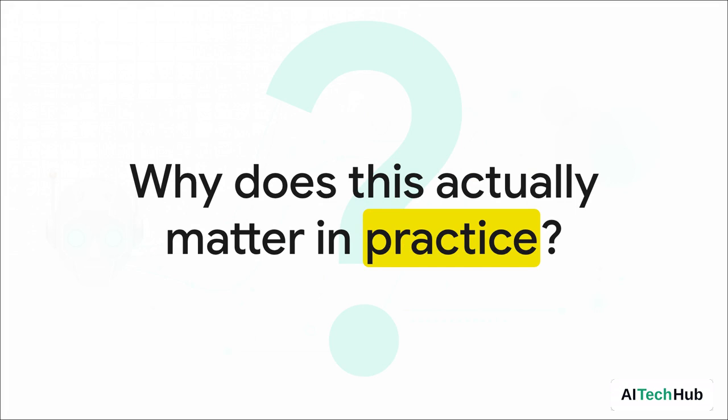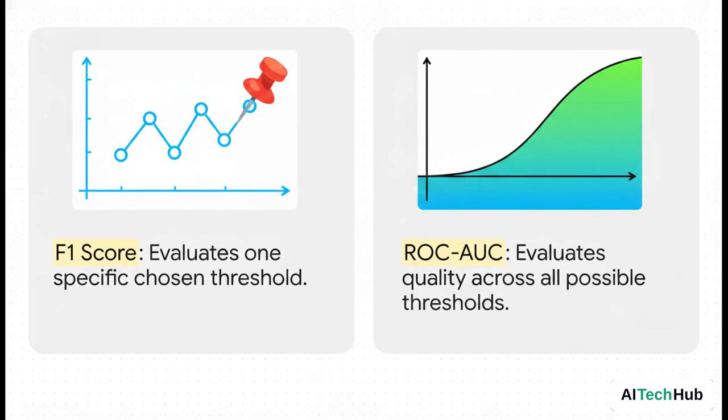Why does this actually matter in practice? Why go through all the trouble of mapping out every single threshold instead of just looking at the one we plan to actually use? Well, here's the reality of building these systems. You might not know your exact production threshold yet, or you might want to compare two candidate models, like Model A and Model B, fairly before committing to one. Precision, Recall, and F1 evaluate one specific chosen threshold, but ROC-AUC evaluates the general quality across every possible threshold. AUC doesn't replace those other metrics. It answers a genuinely different question altogether. It lets you evaluate fairly without being tied to a somewhat arbitrary threshold choice during your testing phase.